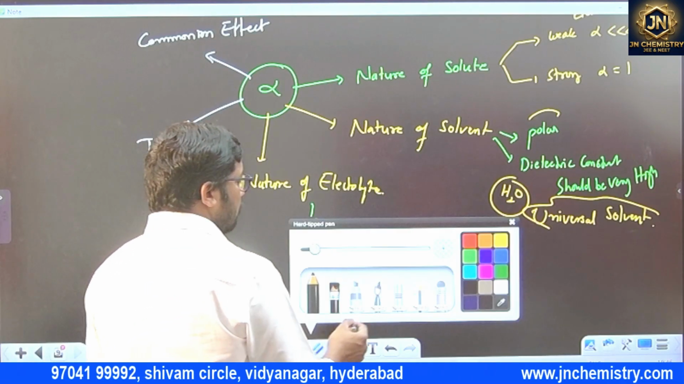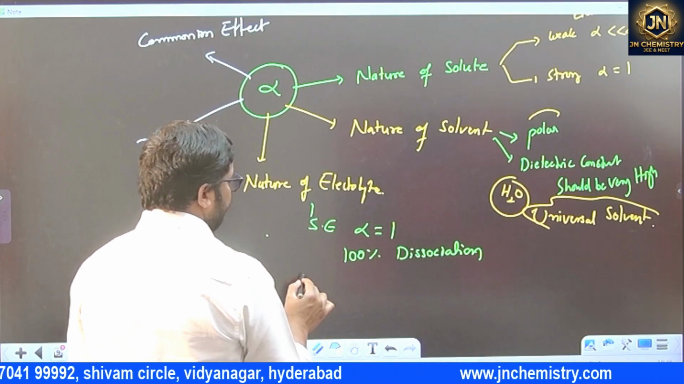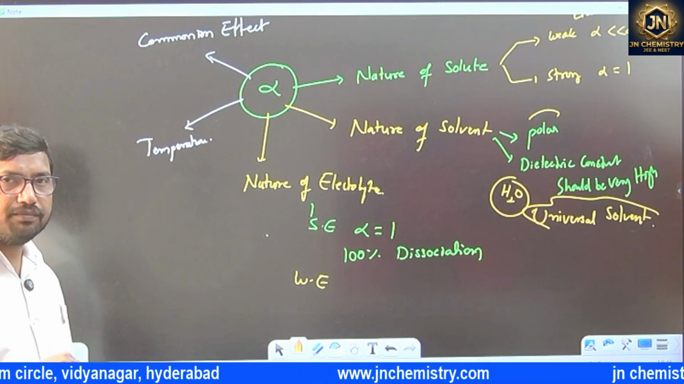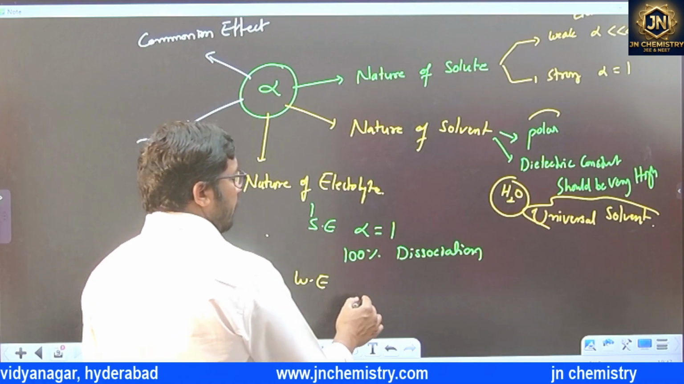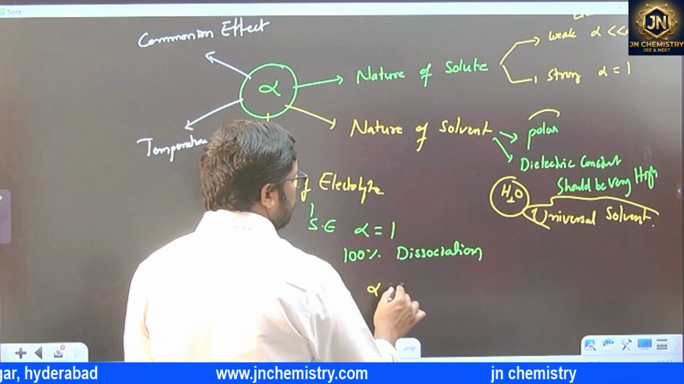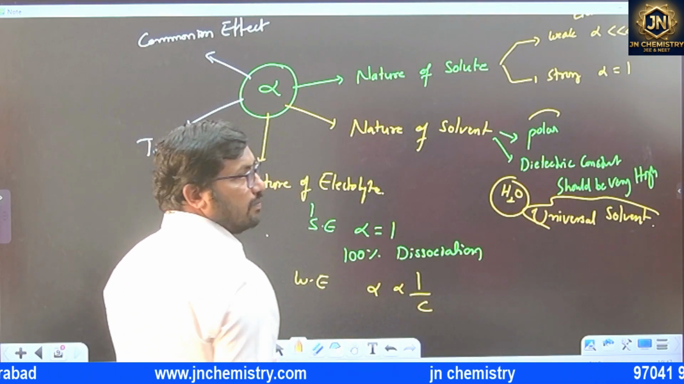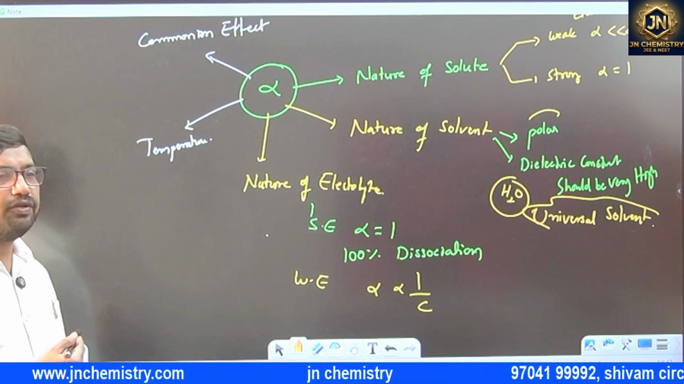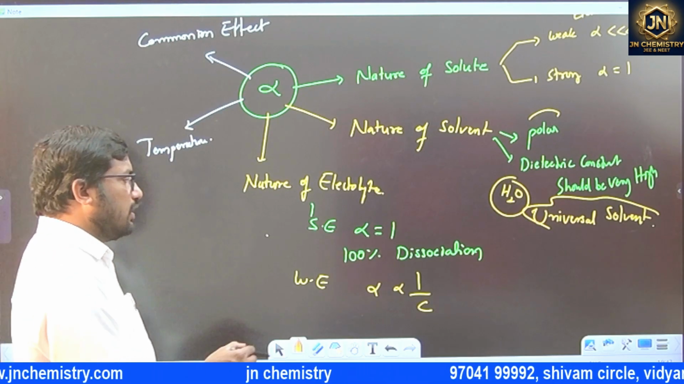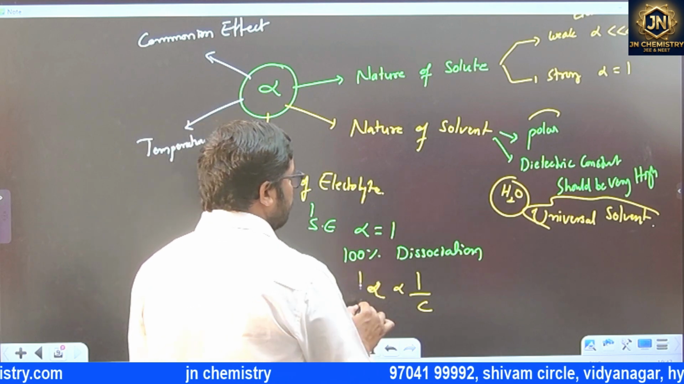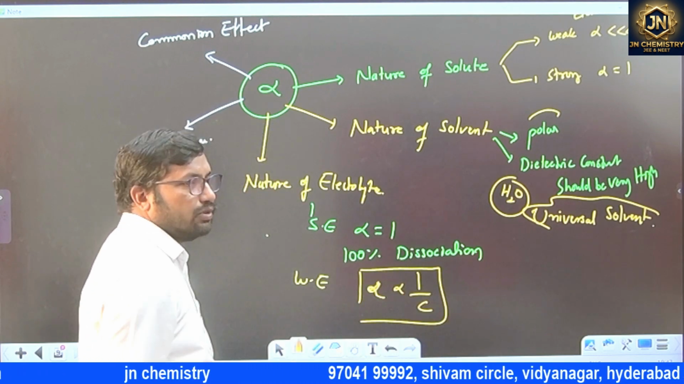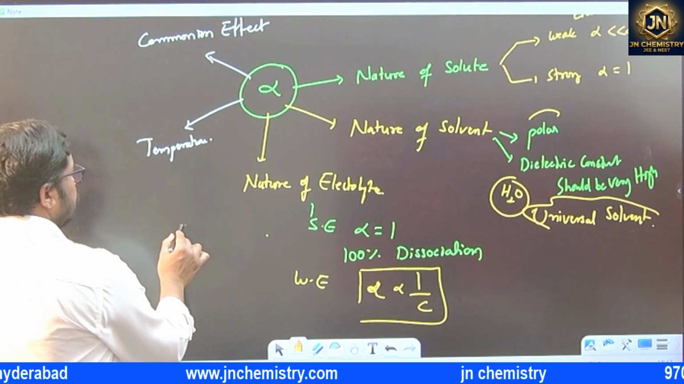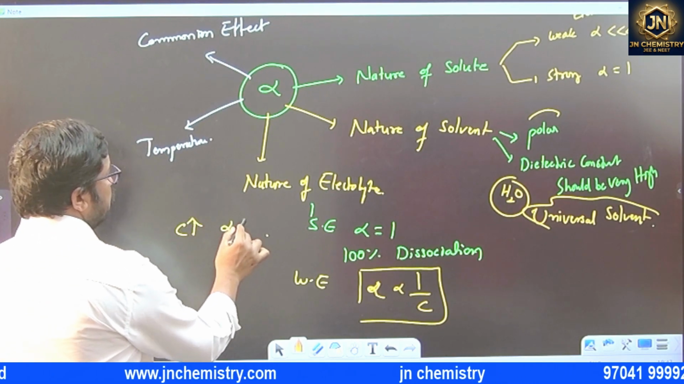If it is a weak electrolyte, on dilution, alpha is inversely proportional to C. That means as concentration decreases, the alpha value increases. Write it down: alpha is inversely proportional to C, or C is inversely proportional to alpha. When concentration increases, alpha decreases.